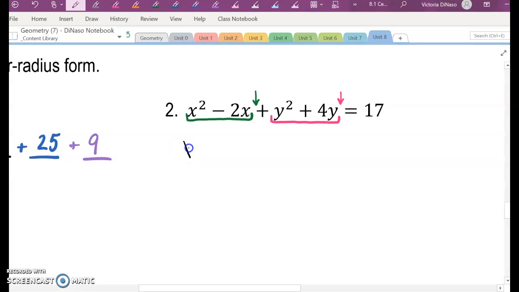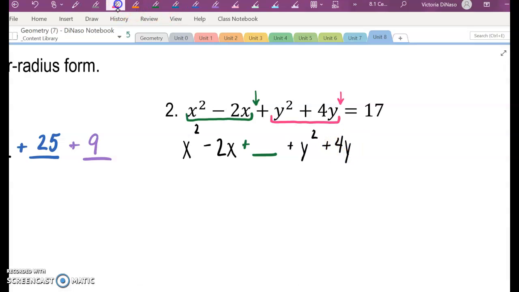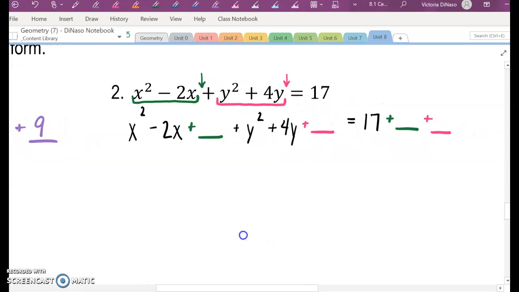So we rewrite this. We've got x squared minus 2x, plus a blank, plus y squared plus 4y, plus another blank, and then this whole thing equals 17, and then we have two blanks, one for completing the square on x and another for completing the square on the y.